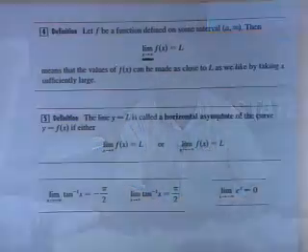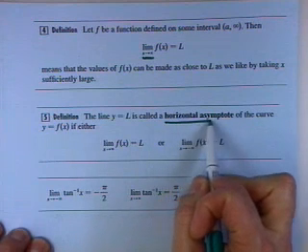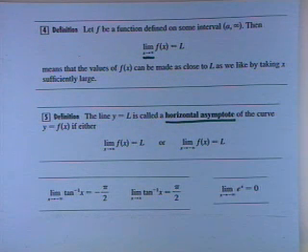Let f be a function defined on some interval. Then the limit of f of x is L as x approaches infinity means that the values of f of x can be made as close as we want to L based on how close we get to infinity. From previous experience, we know these y equals L lines to be horizontal asymptotes.